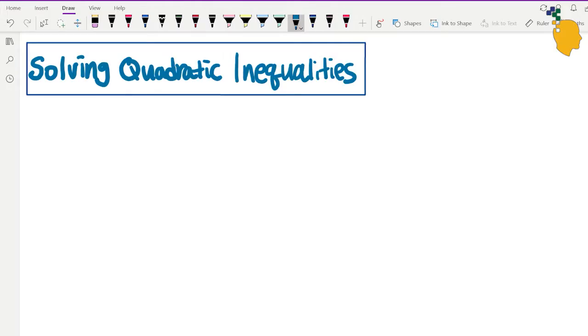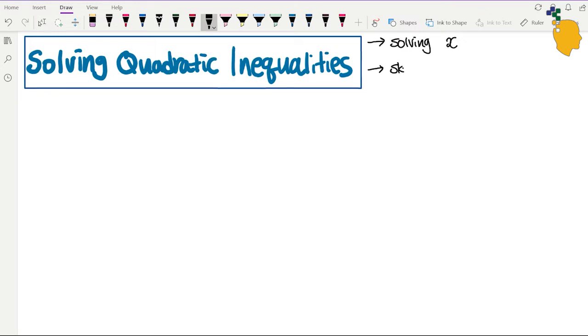When it comes to solving quadratic inequalities, we are trying to solve for the x values, and also please sketch the parabola. You only need the x-intercepts. Let's have a go with example 1.